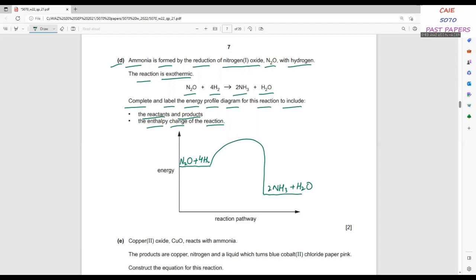Now in the question, they have asked to show the enthalpy change of this reaction. Enthalpy change is between reactants and products. We have reactants and products here. This will be the enthalpy change.